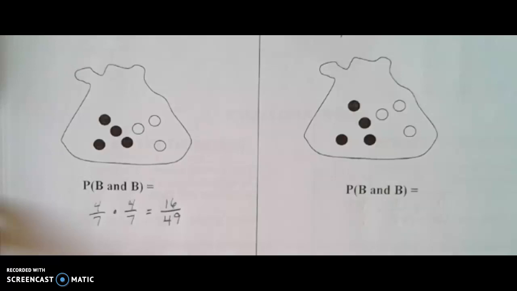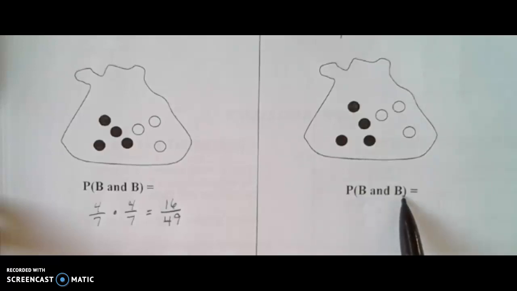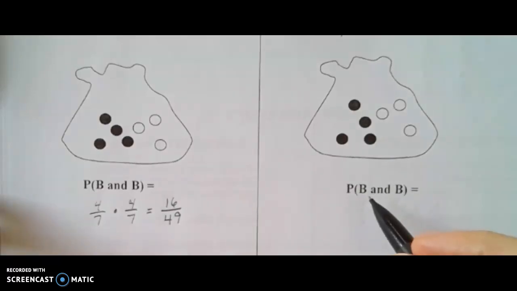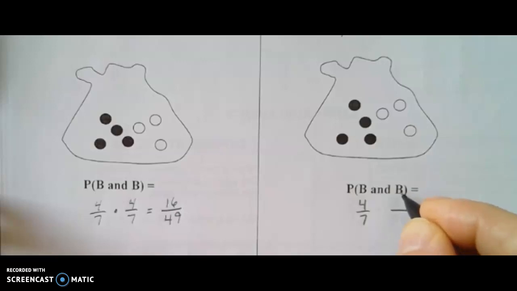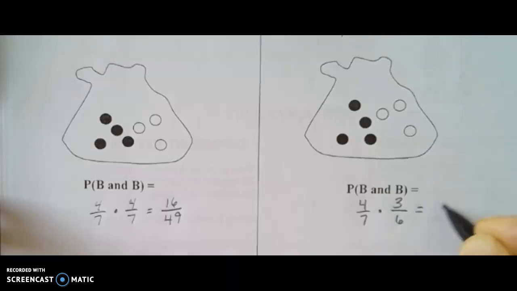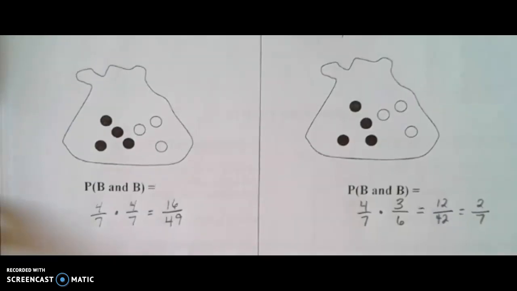On the dependent side, if again I want a black marble and then another black marble, the probability of getting a black marble the first time was 4 out of 7. And the probability of getting a black marble the second time, well, I didn't put the first black marble in the bag again, so now there's only 6 marbles. And the first marble was black, so instead of having 4 of them, there's only going to be 3. And so we multiply these together, and that's going to give me a probability of 12 out of 42, which will simplify down to 2/7.